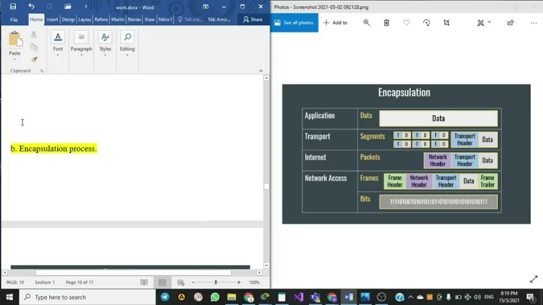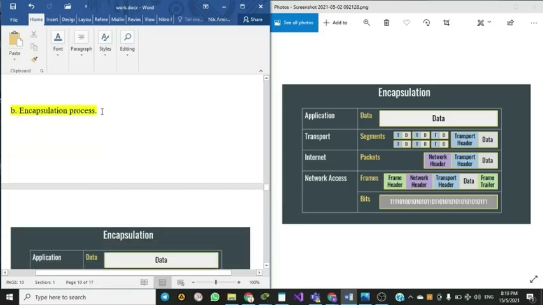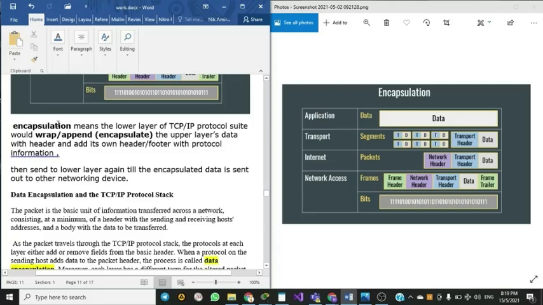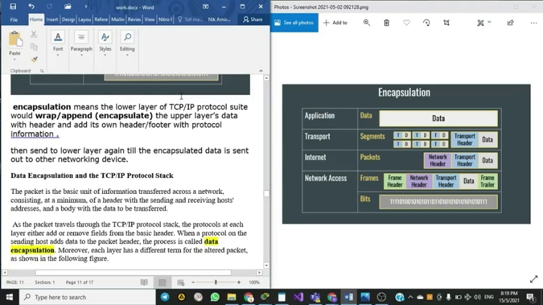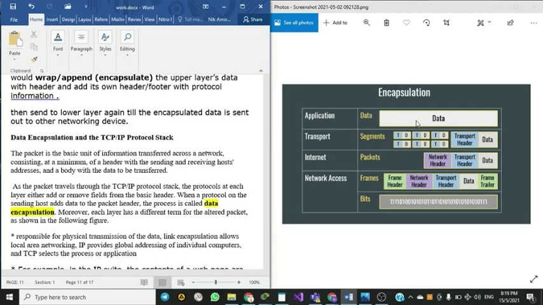Okay, now we're going to talk about the encapsulation process. Encapsulation means the lower layer of the TCP/IP protocol will wrap, or encapsulate, the upper layer data with a header and add its own header or footer with protocol information. For example, right here, you can see data being wrapped with a transport header.